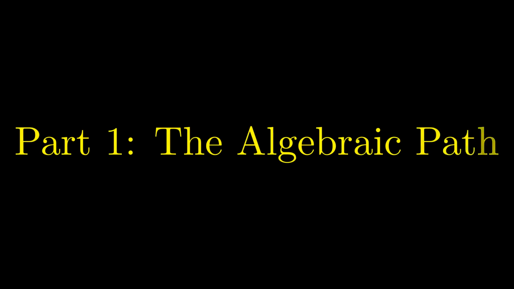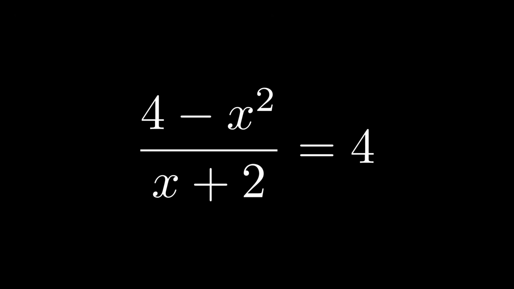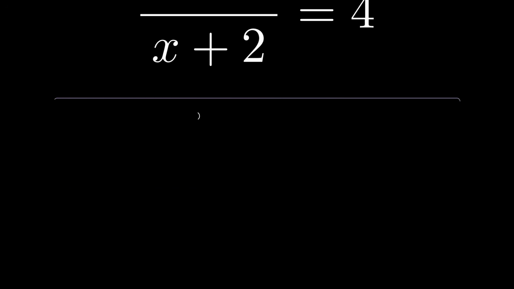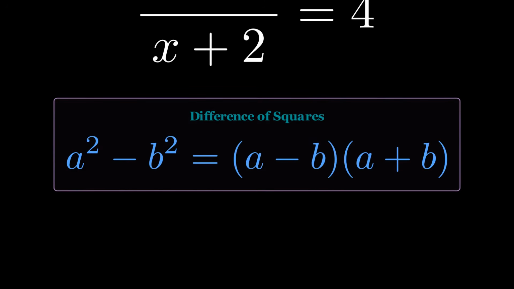The most direct approach is to simplify the expression algebraically. We start with the original equation. The key to simplifying this lies in the numerator. The expression 4 minus x squared is a classic difference of squares, which can be factored. The difference of squares identity states that a squared minus b squared is equal to the product of a minus b and a plus b.